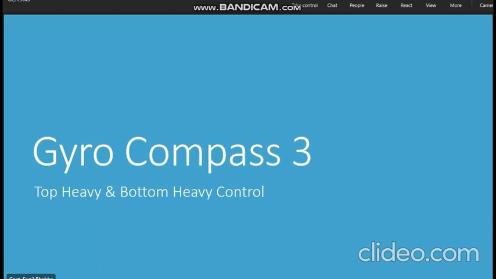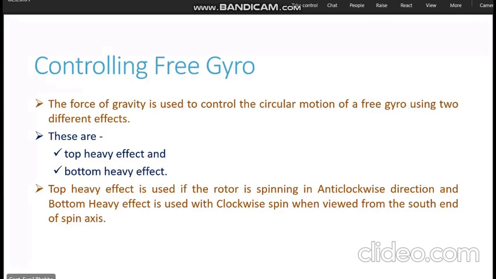The next step of convention is controlling the gyro, and that is done using a top heavy or a bottom heavy control. Now for controlling the free gyro, we use the force of gravity. The force of gravity is used to control the circular motion of a free gyro using two different effects. These effects are known as the top heavy effect and the bottom heavy effect. We will discuss these effects one by one.